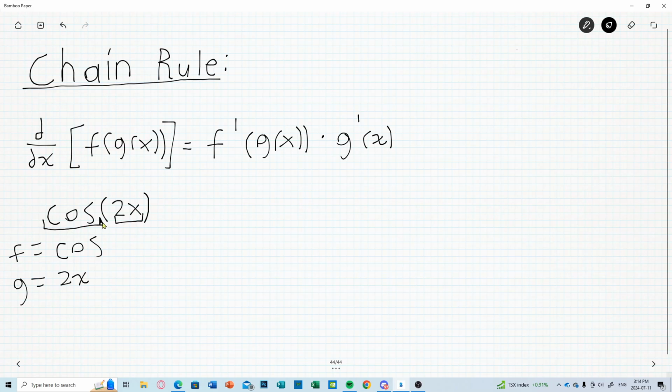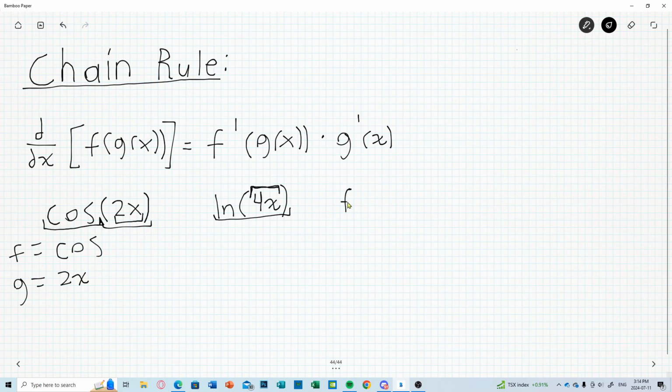So we can see here, this is an easy one, we can see that there's a function inside of the main function. Another example of this would be if we had, let's say, ln of 4x. So our first function is the ln function. However, there is something inside the brackets there, which is the 4x, which is our function inside of our other function. So these will be our two examples.